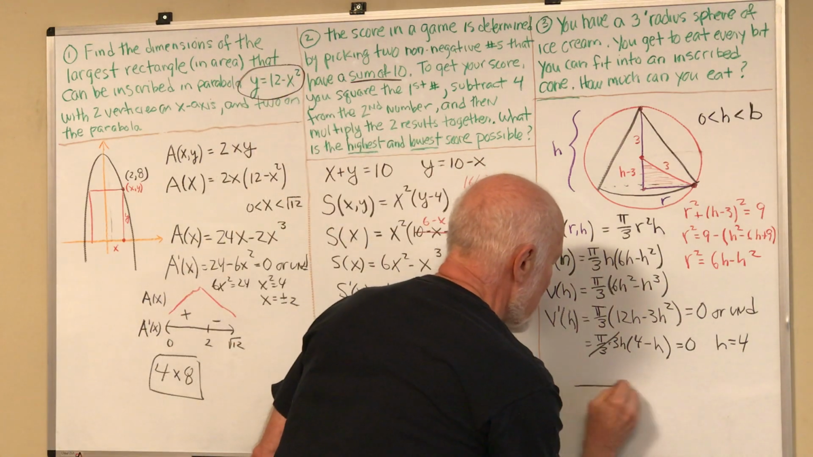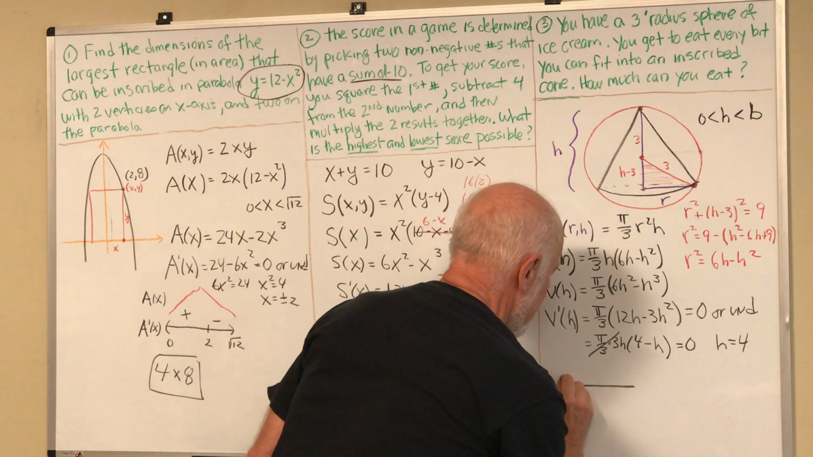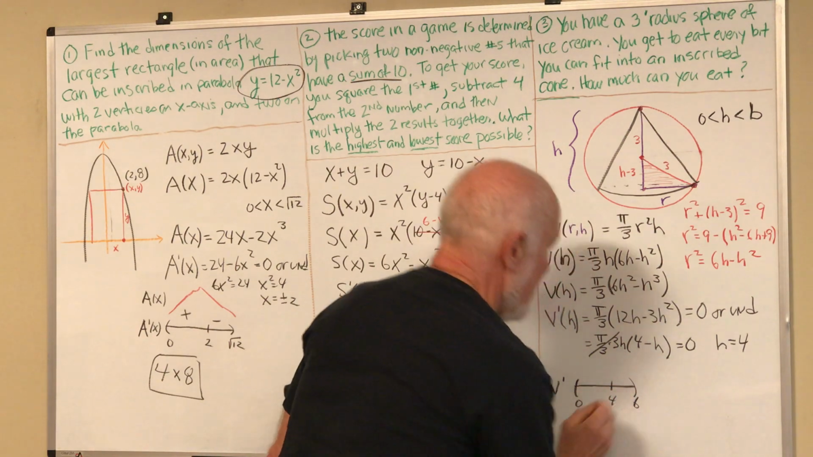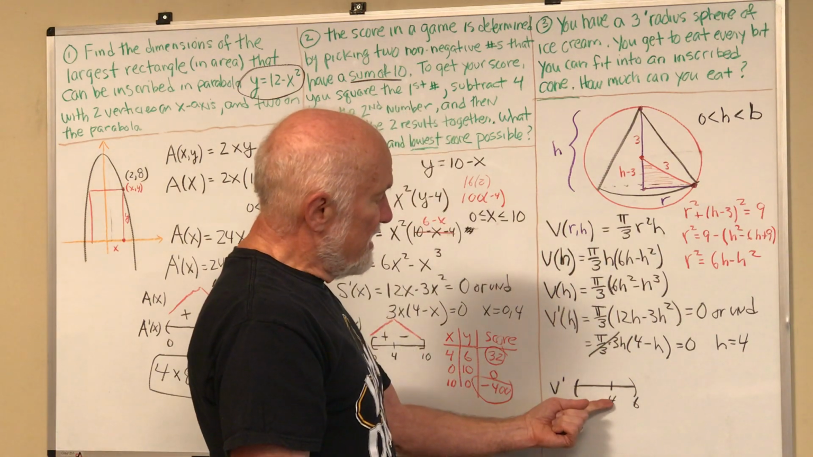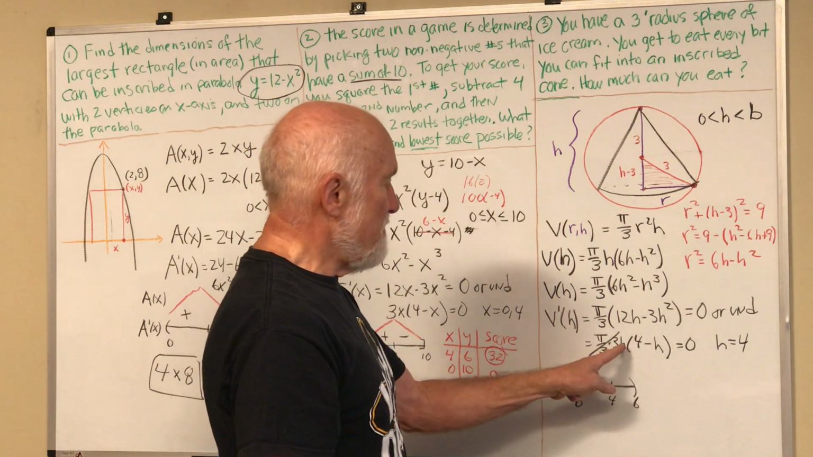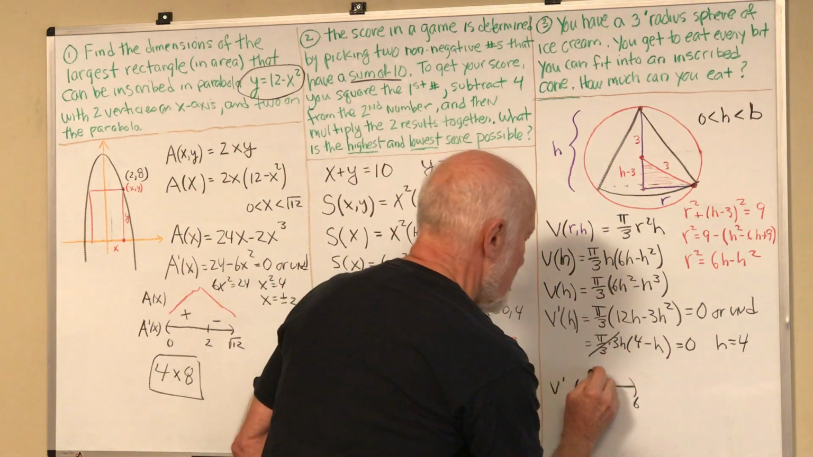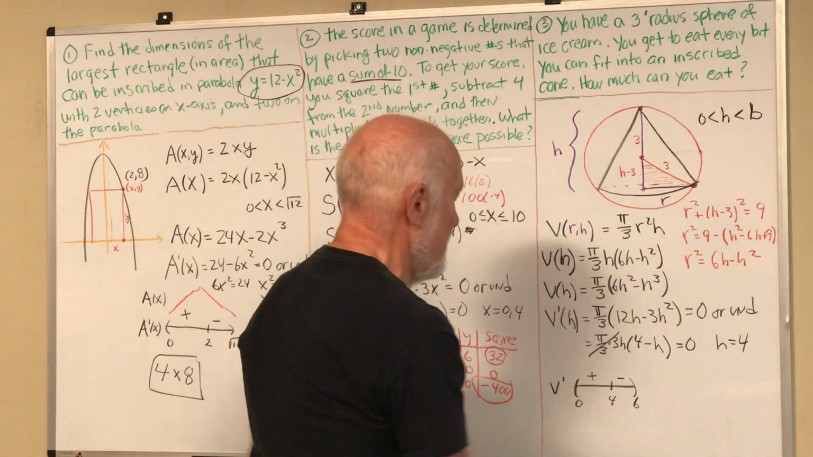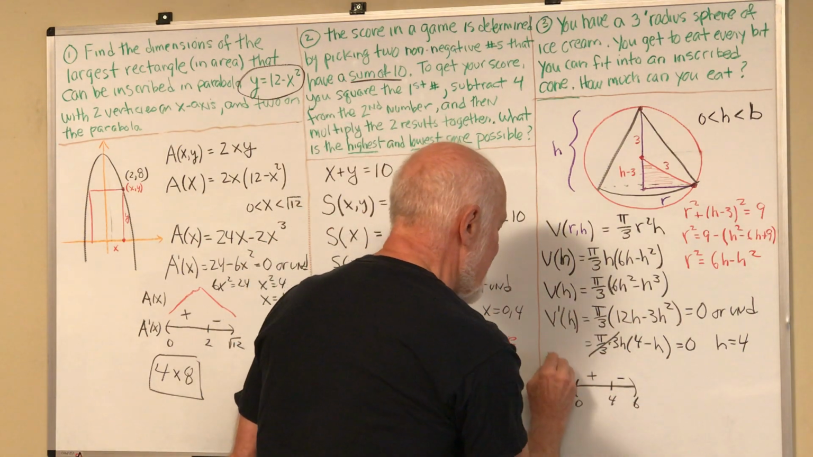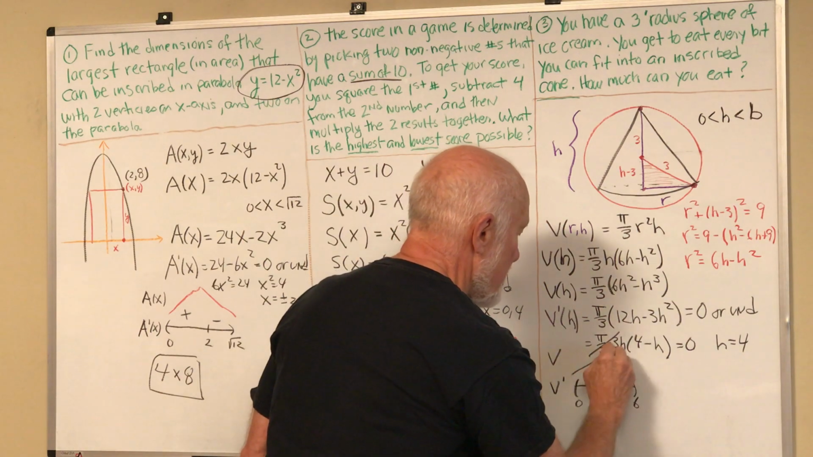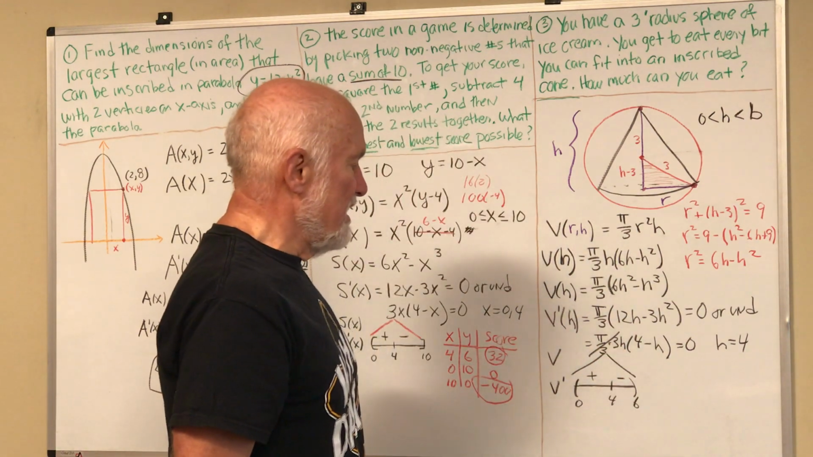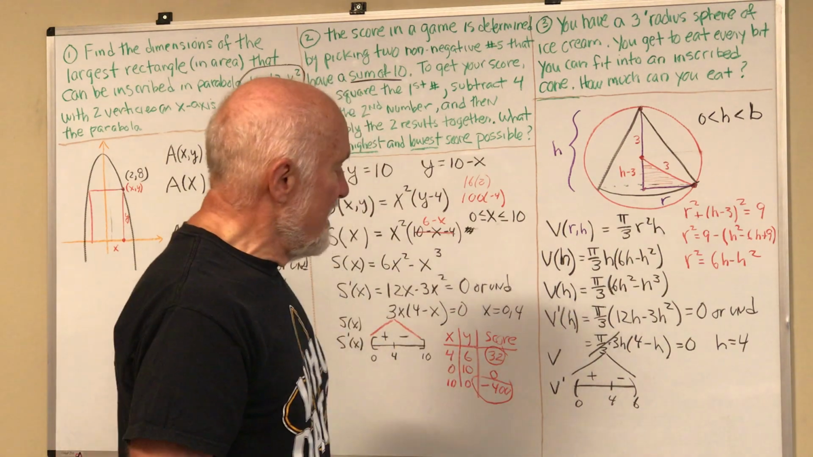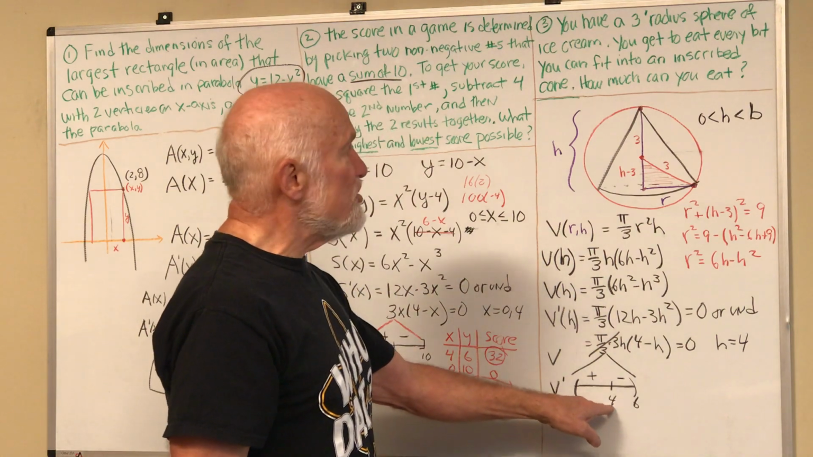So I'm going to put that on the number line, and it is between 0 and 6. And if I pick a number less than 4, you get a positive times a positive. And if I pick a number bigger than 4, this factor turns out to be negative. So the derivative goes from positive to negative. So the volume goes from increasing to decreasing. We don't care about the minimum. We want to get as much ice cream as we can. So the maximum is going to be when h equals 4.